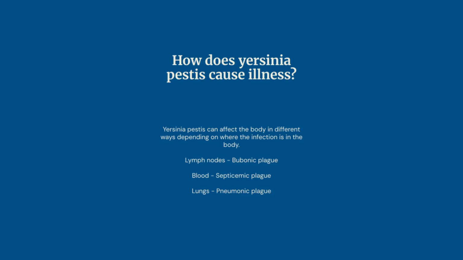Okay, so as we already talked about, Yersinia pestis will affect your body in different ways depending on where it is. If it's in your lymph nodes, that will be the bubonic plague. If it's in your blood, that will be the septicemic plague. And in your lungs, it's the pneumonic plague. So let's talk a little bit about the bubonic plague specifically, and how that affects your body.